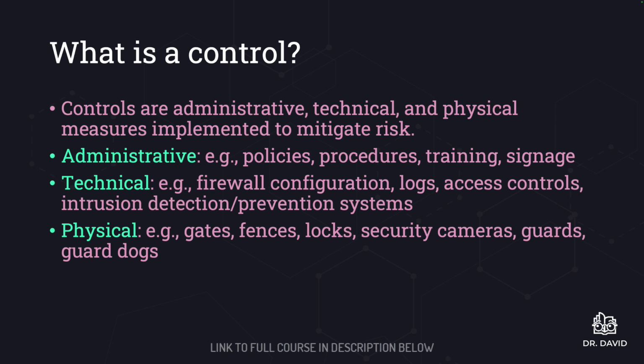Technical controls, I think, are what folks generally think of when they're imagining the role of a cybersecurity professional or what a hacker is trying to tamper with in order to gain access to a system. Technical controls include firewall configuration, logs, access controls, and intrusion detection and intrusion prevention systems. And finally, physical controls are any controls that limit or control physical access to a facility. These include gates, fences, locks, security cameras, security guards, and guard dogs.